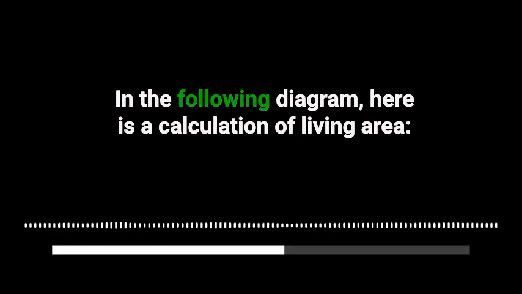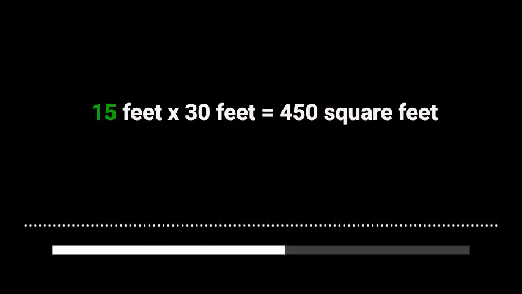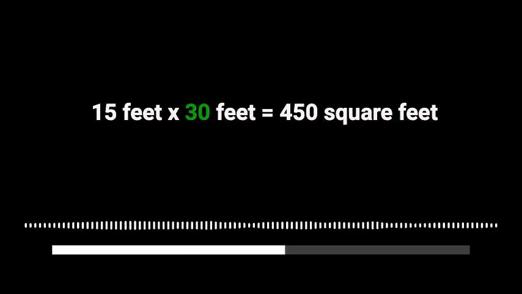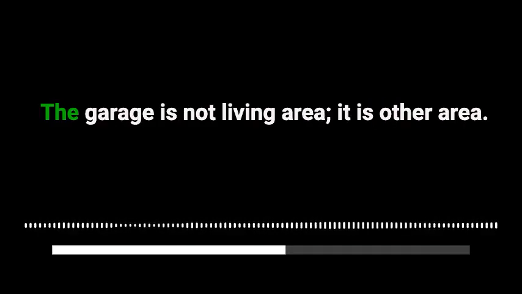In the following diagram, here is a calculation of living area. 50 feet x 27 feet equals 1,350 square feet. 15 feet x 30 feet equals 450 square feet. 1,350 plus 450 equals 1,800 square feet. The garage is not living area, it is other area.